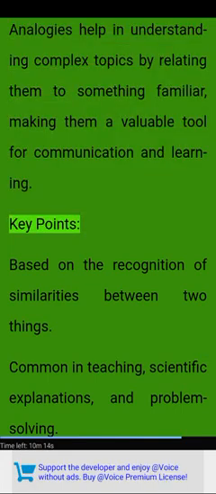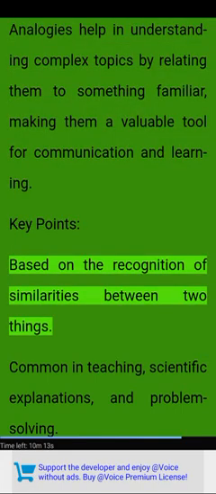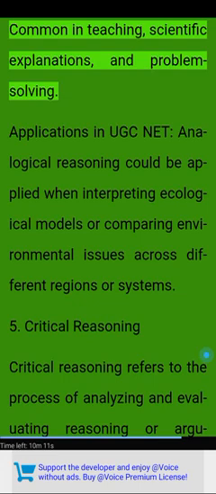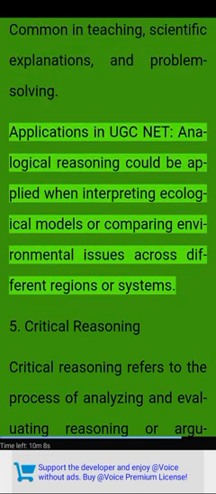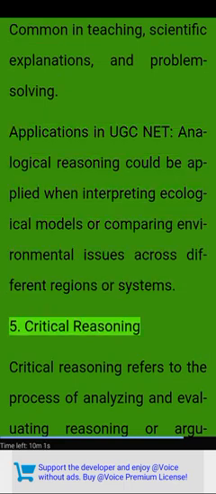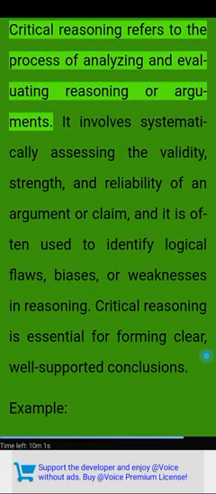Key points. Based on the recognition of similarities between two things. Common in teaching, scientific explanations, and problem solving. Applications in UGC NET. Analogical reasoning could be applied when interpreting ecological models or comparing environmental issues across different regions or systems. 5. Critical reasoning. Critical reasoning refers to the process of analyzing and evaluating reasoning or arguments.